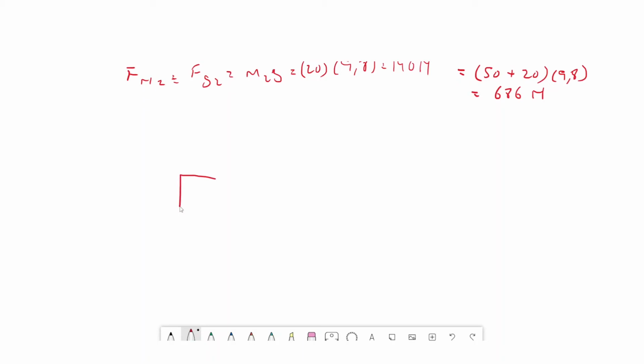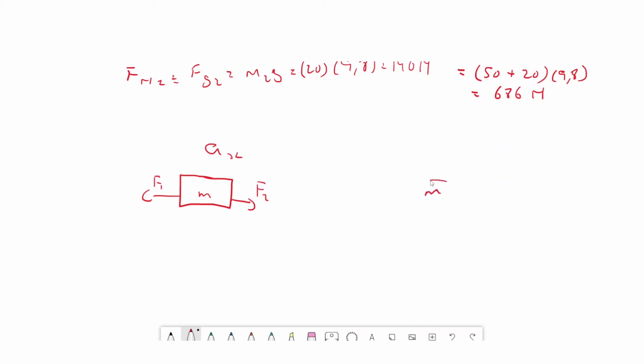Let me say I have an object, and there are forces acting in that direction, F1 and F2. If F1 and F2 are the only forces acting on this object M, and these forces are not equal, then there is going to be acceleration in the x direction. This box is going to accelerate.